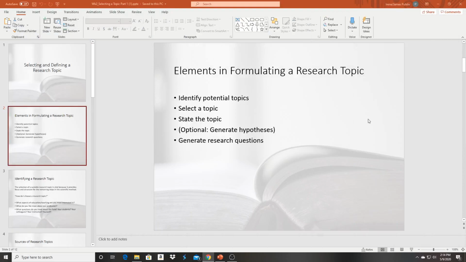Let's go into the PowerPoint. And again, those of you in business, you can follow along with the PowerPoint that I sent this morning. So, elements of formulating a research topic. You want to choose a specific topic, and from there you can perhaps generate a hypothesis. Identifying a research topic.